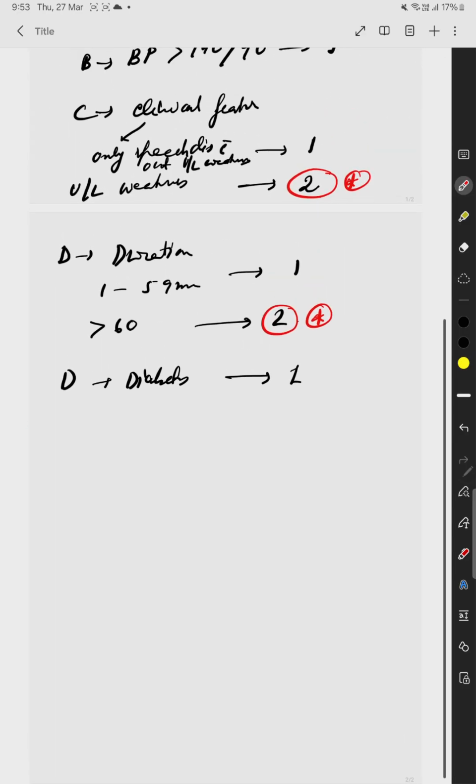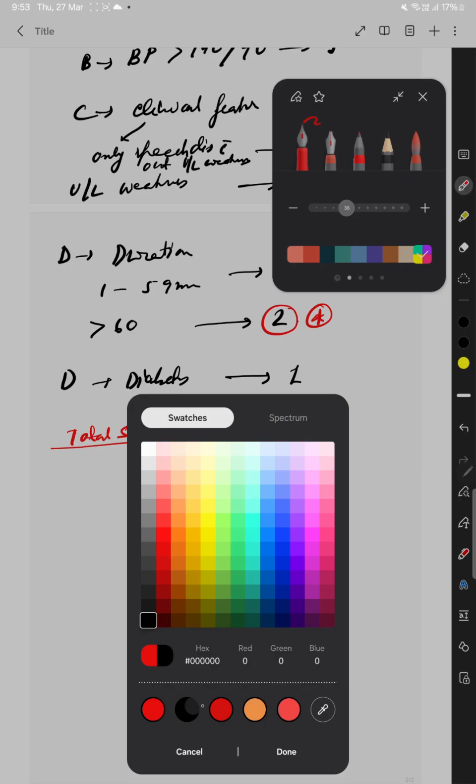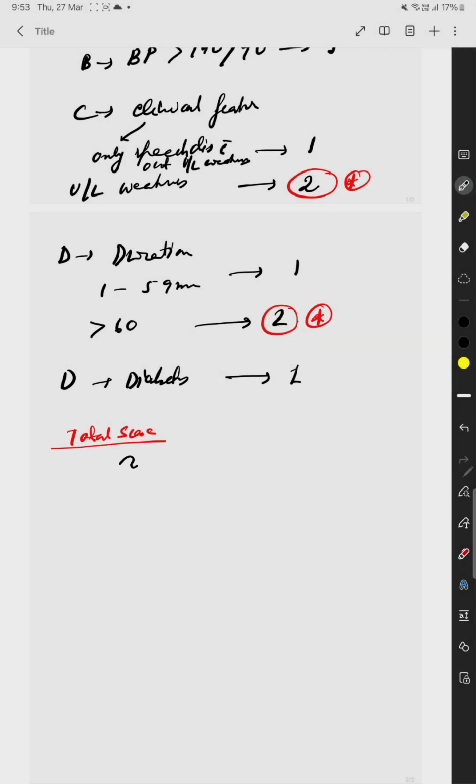So when to suspect low risk, moderate risk and high risk? If the total score is 0 to 3, then it is low. If it is 4 to 5, then it is moderate. If it is 6 to 7, then it is high. Okay?